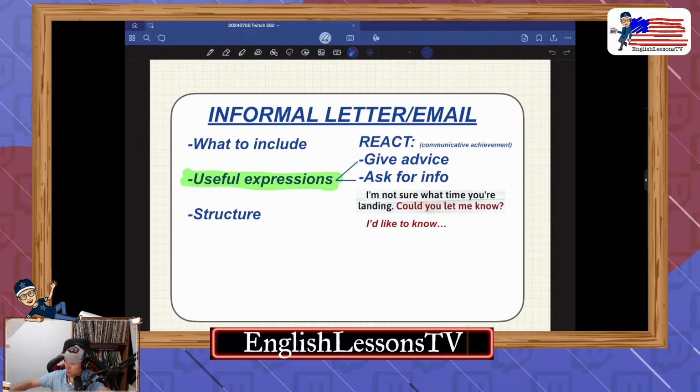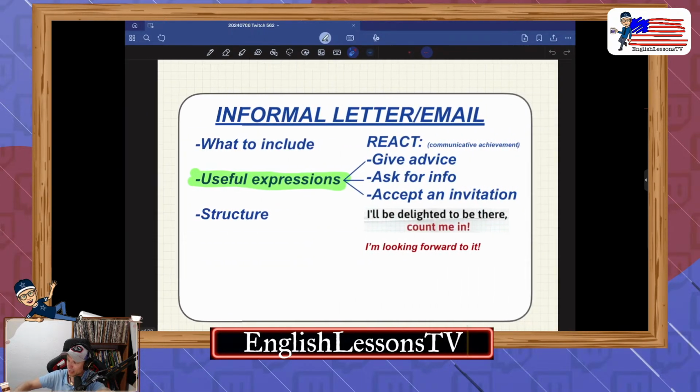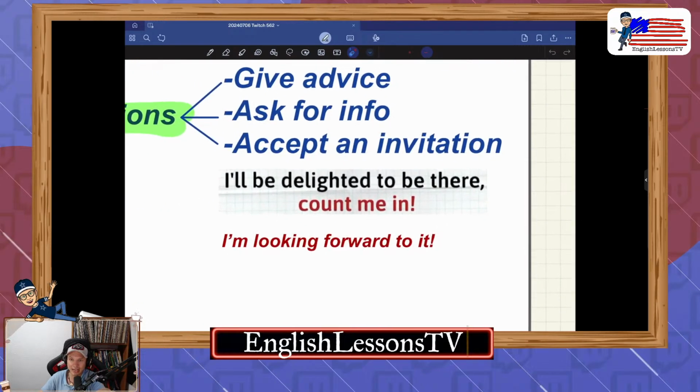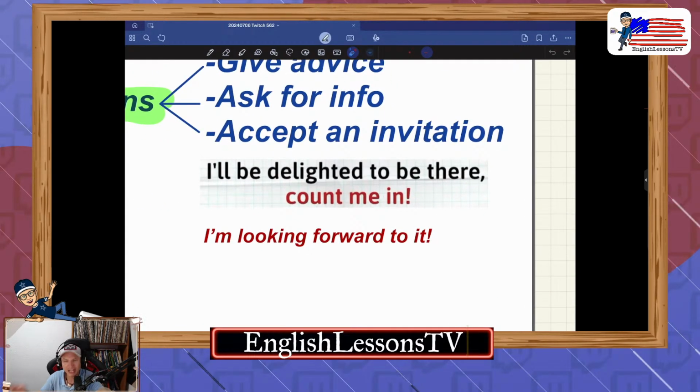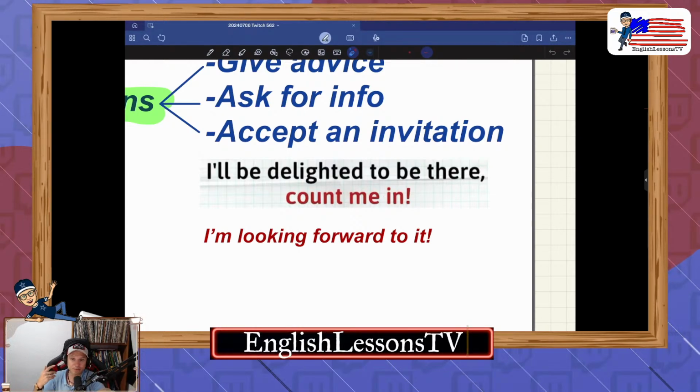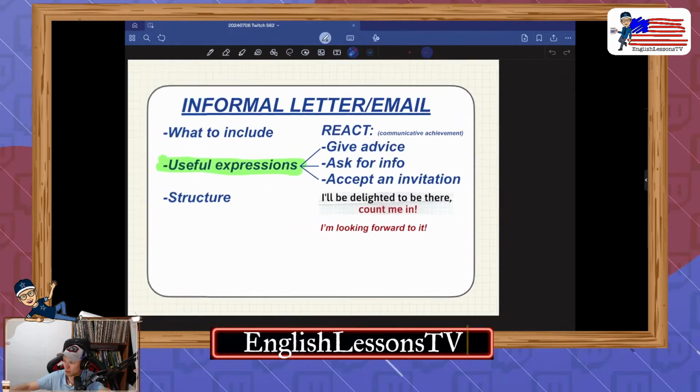Then what if you have to accept or refuse an invitation? First, we'll see accepting an invitation. I'll be delighted to be there. Count me in, it's the same as count on me. Or, I'm really looking forward to this celebration. Meaning, I'm going to accept it. I'm looking forward to it.